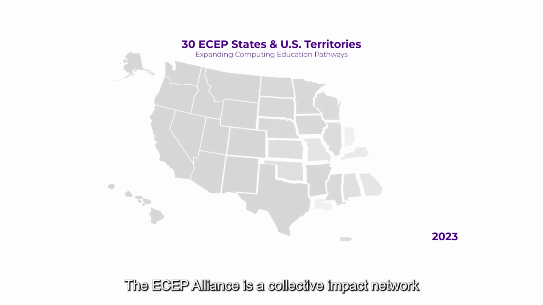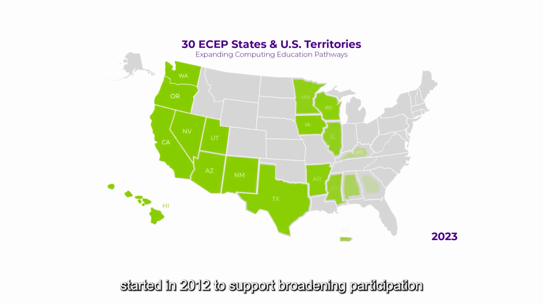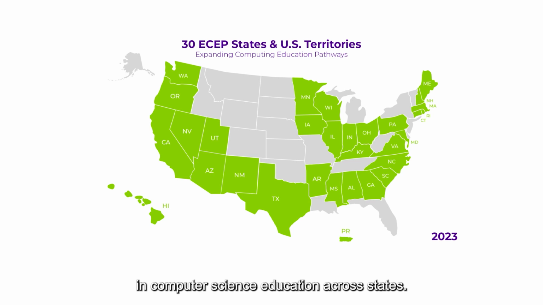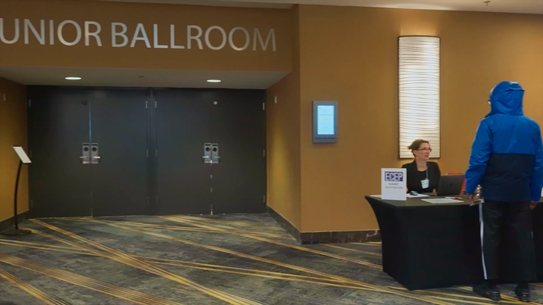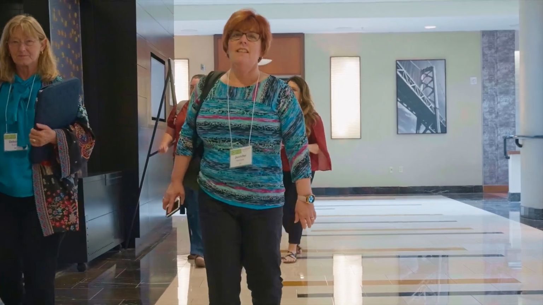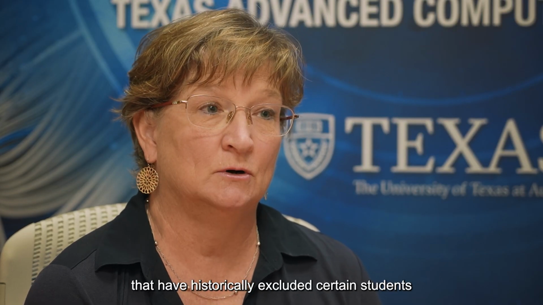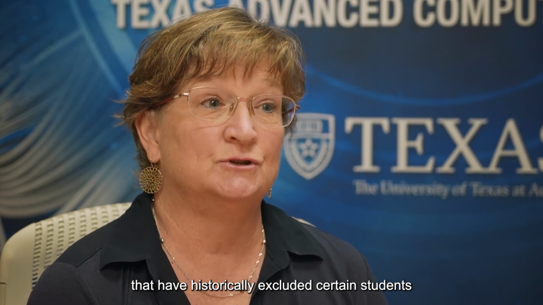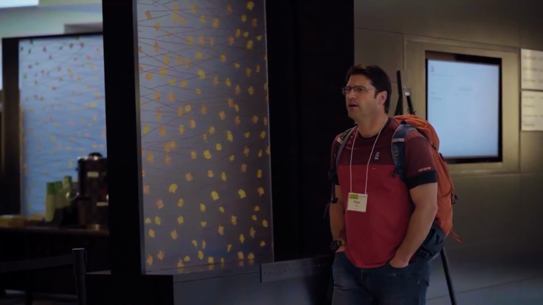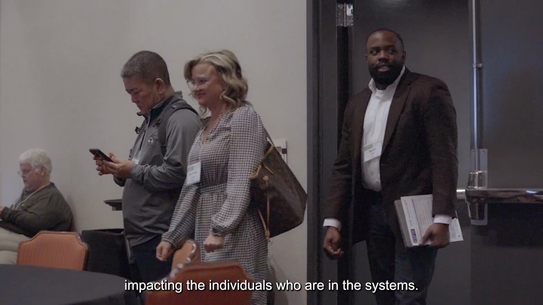The Ecep Alliance is a collective impact network started in 2012 to support broadening participation in computer science education across states. Ecep is really focused on changing the systems that have historically excluded certain students from computer science education, not simply impacting the individuals who are in the systems.